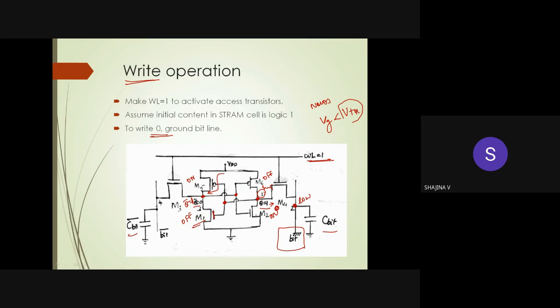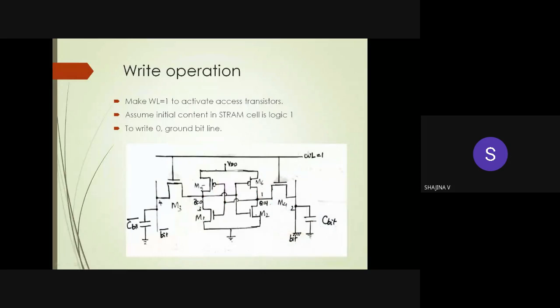Okay, look once more. Let's repeat. So what are the things to do initially, in order to write the content 0? So initial contents are, we are assuming Q is equal to 1 and Q bar equal to 0. That was the content in the memory cell.